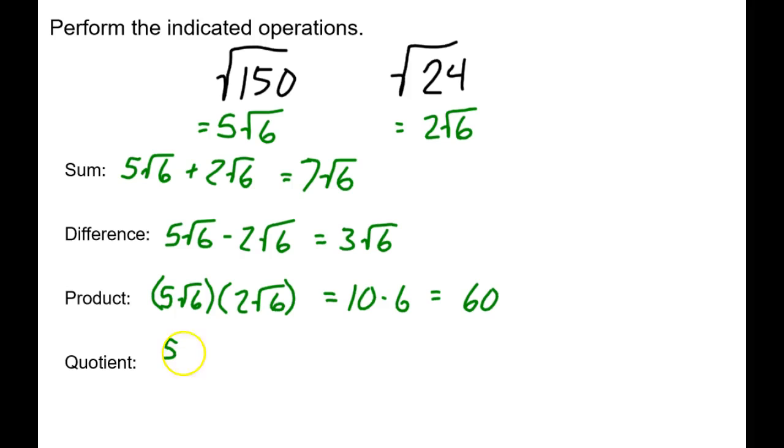So we have 5 radical 6 divided by 2 radical 6. Anything divided by itself simplifies, so we cancel out the square root of 6 and the square root of 6. Anything divided by itself is 1, so we're just left with 5 over 2. So when performing operations involving irrational numbers, radicals, make sure to first simplify those radicals before finding the sum, difference, product, and quotient.